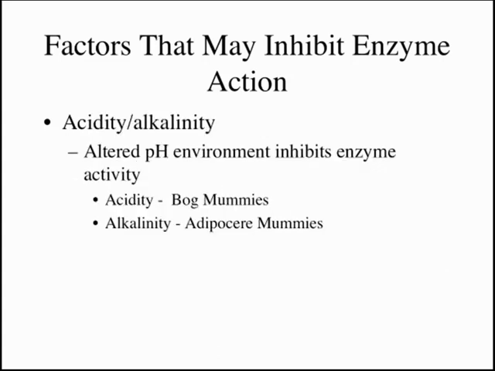Also, acidity and alkalinity, particularly in the soil, can impact enzyme activity and inhibit it. So an altered pH environment inhibits enzyme activity. By extension, if we inhibit enzyme activity, we inhibit decomposition. If we inhibit decomposition, we can create a mummy. In acidic environments, we have bog mummies that are produced because of the way that they inhibit enzymes. Plus, they deplete calcium, so other things happen to bog mummies.